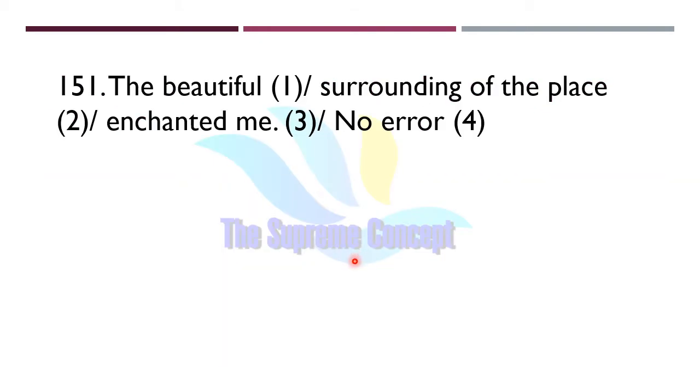We have already covered 150 questions in our previous classes, so we will continue with question number 151. The beautiful surrounding of the place enchanted me. Now figure out where exactly the error lies in this question and mark it on your own. Absolutely, error lies in part number 2. Instead of surrounding, we will use surroundings.